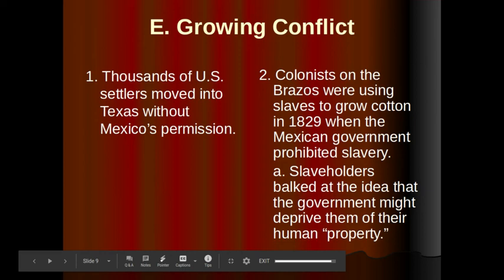So, obviously, slaveholders that were used to the southern areas of the United States were just completely baffled by the idea that the government would deprive them of their human, and I put in quotes and also on the slide, property, and that human property being considered the slaves. They thought, how else would we grow these large portions of cotton at this point on these plantations? Why would we not be allowed to have slaves? They just did not realize that, or they did not appreciate that being a Mexican law that they had to follow.